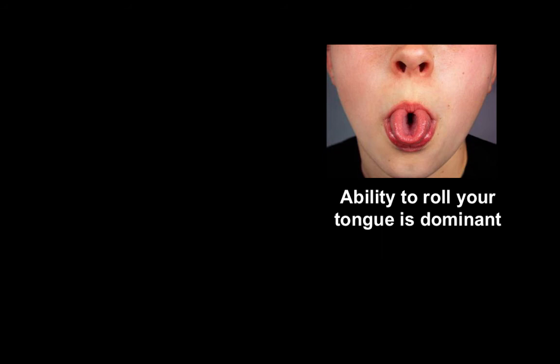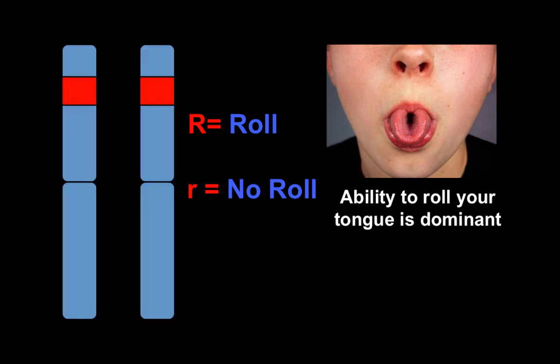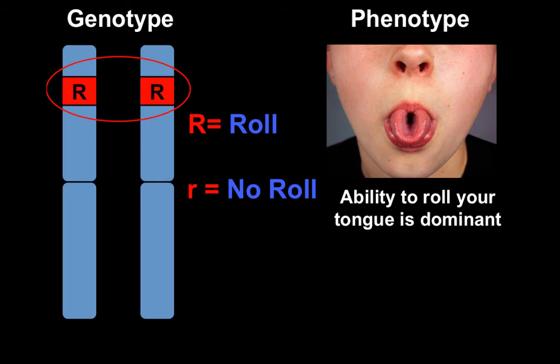All right, so let's take an actual case of human genetics. We're going to say the ability to roll your tongue is dominant. That means we're going to use a big R for if you can roll your tongue, that's the dominant allele, and a little r for the recessive allele, meaning that you can't roll your tongue. So let's look at our two homologous chromosomes. So let's say you're big R, big R. Remember, that's your genotype. What's your phenotype going to be? Well, you've got two dominants. The ability to roll your tongue is dominant, so you're going to be able to roll your tongue.